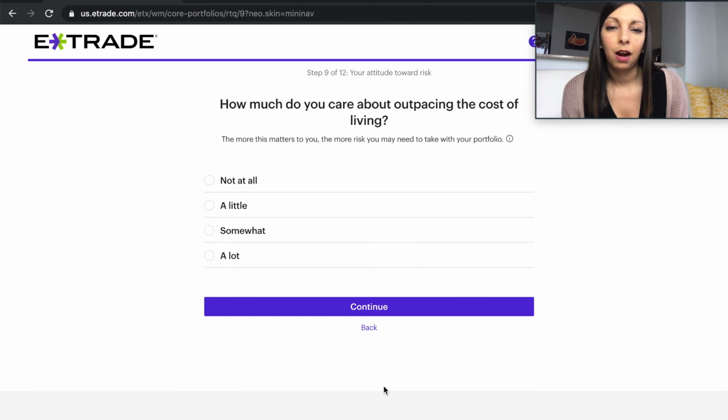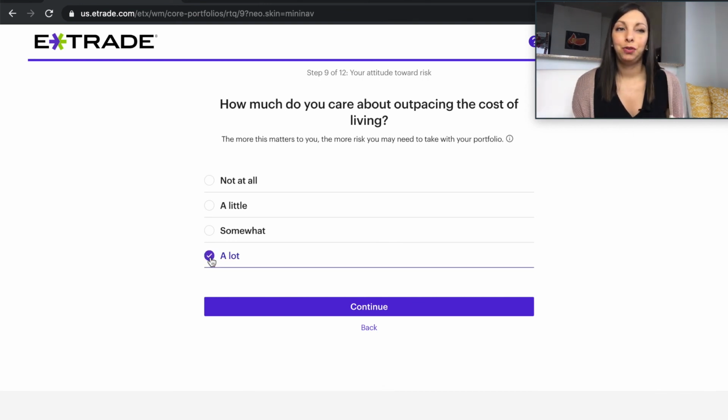How much do you care about outpacing the cost of living? This is saying, how much do you care about keeping up with inflation? So inflation's 2 to 3%. If you want to outpace that, you've got to invest more aggressively than something that would earn you 2 to 3%. So if you didn't really care, if you just kind of wanted to maintain your purchasing power, then you might not want to outpace it significantly, but I would want to.